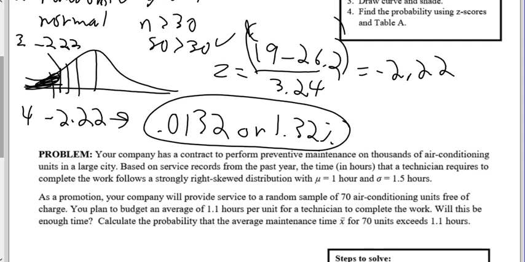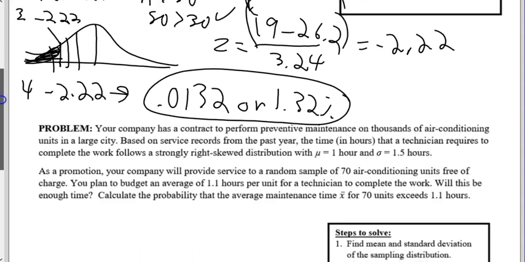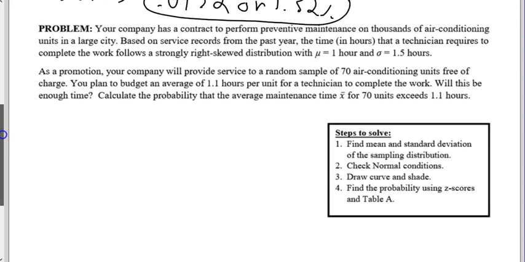Now, we're going to do the next one more quickly, and with fewer errors, hopefully. I'm not going to do it on a calculator here. So, your company has to contract, perform, and so on. Okay, let's get to the good stuff. We have a mean and standard deviation given to us right there. We have a random sample of 70. That's important also. You're going to average 1.1 hours of work per unit.